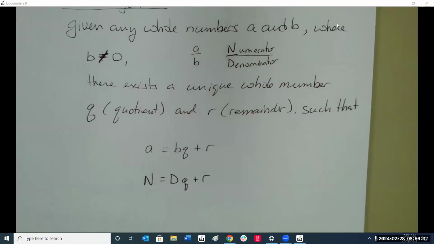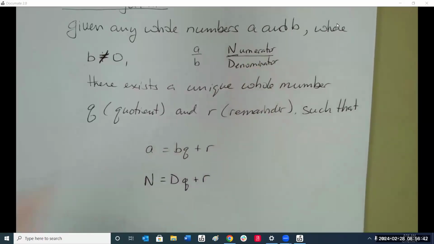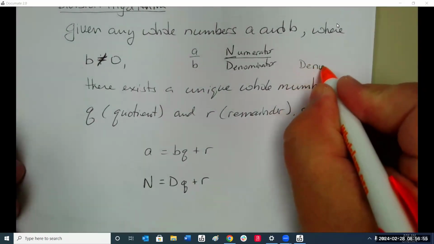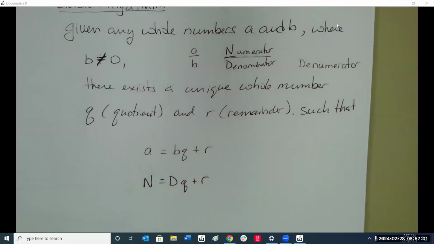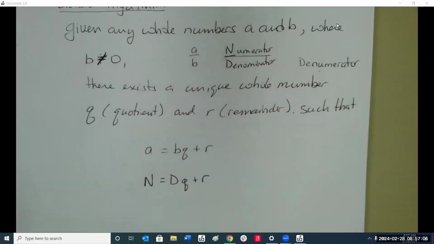Anybody, can you guess what the denominator used to be called instead of denominator? The top is a numerator. Denominator. What did the bottom used to be called? Trivia question. It used to be called the denumerator. If that's the numerator, that's not the numerator. That's what it used to be called. And they said that sounds stupid, so let's call it denominator.